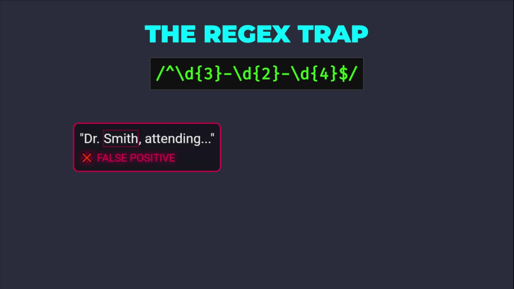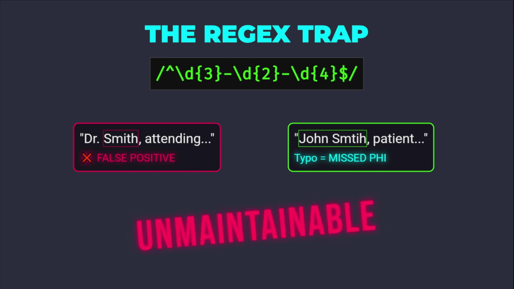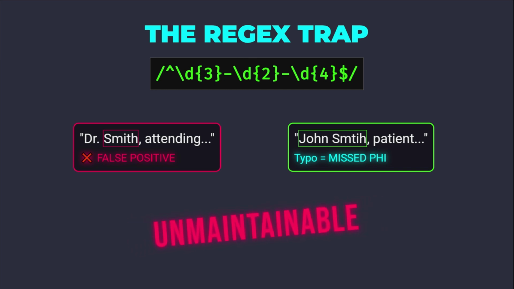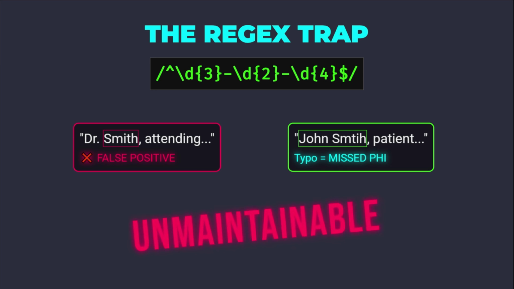While regex effectively captures structured identifiers like specific date formats or standardized medical record numbers, it fails catastrophically in contextual environments. For instance, a pattern matching a name structure cannot distinguish between Dr. Smith, the attending physician, and John Smith, the patient. Furthermore, variations in clinical shorthand, misspellings, and non-standard formatting break rigid regex rules instantly. Implementing a comprehensive regex library for all 18 identifiers becomes an unmaintainable engineering burden.